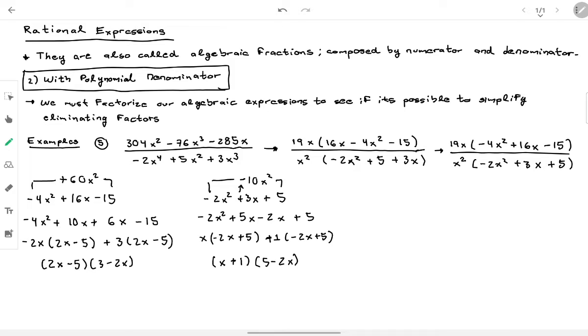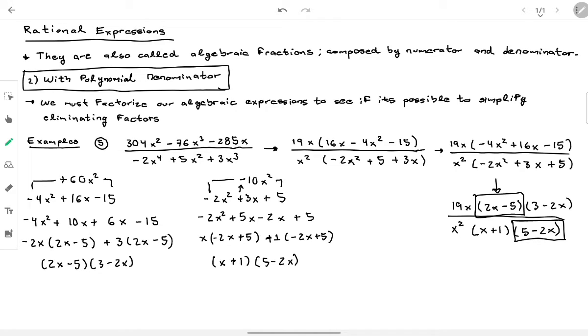So we can change this one that we have here. It's going to be 19x that multiplies 2x minus 5 that multiplies 3 minus 2x. And on the bottom it's going to be x squared that multiplies x plus 1 that multiplies 5 minus 2x. So if we check out here, this one, 2x minus 5, and this one, it's almost the same. The only thing is that they have the different sign. So what can we do?